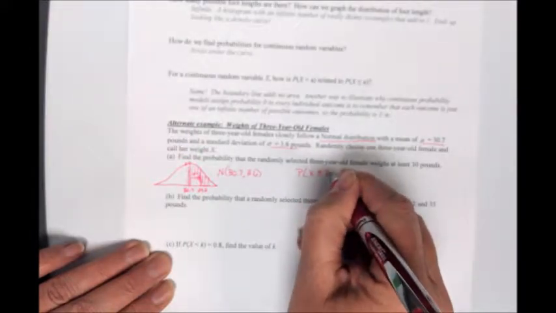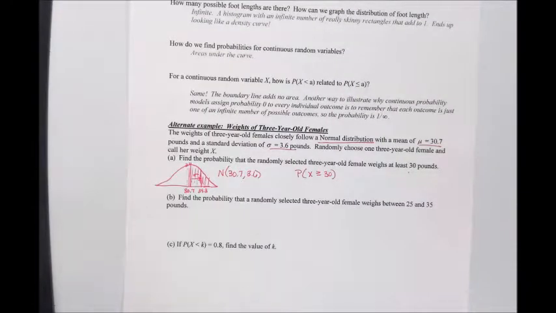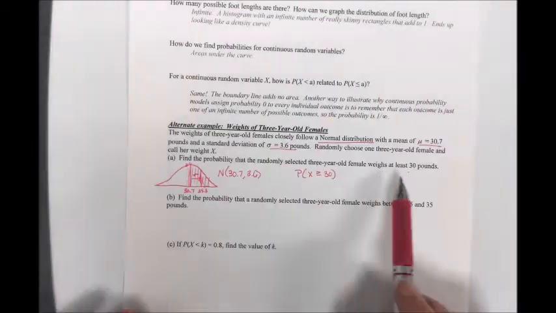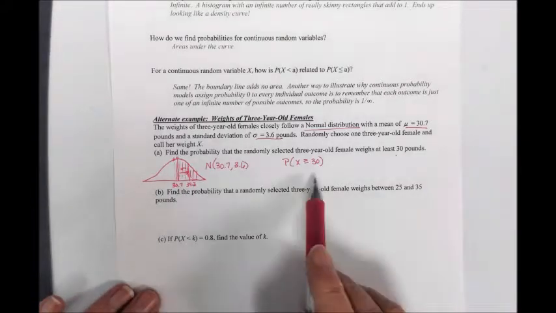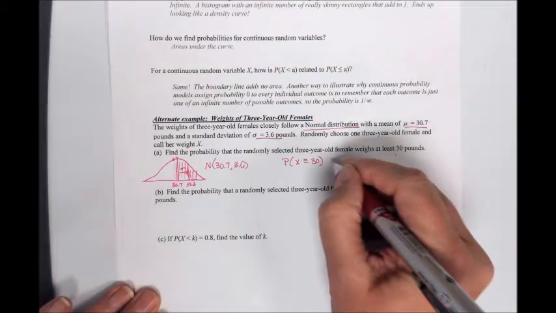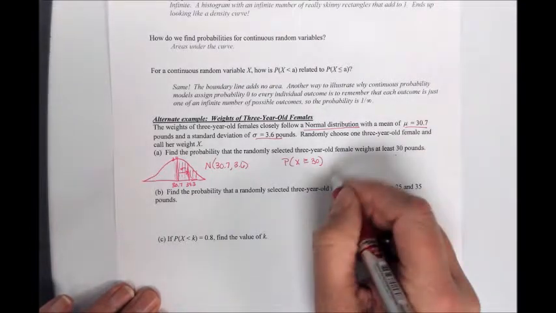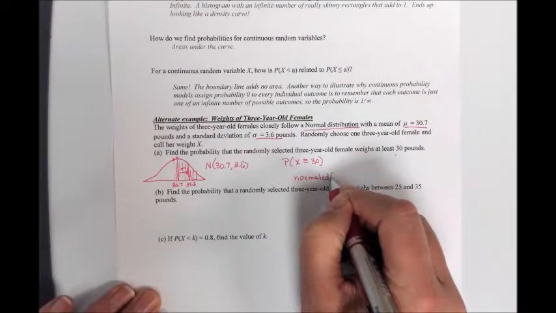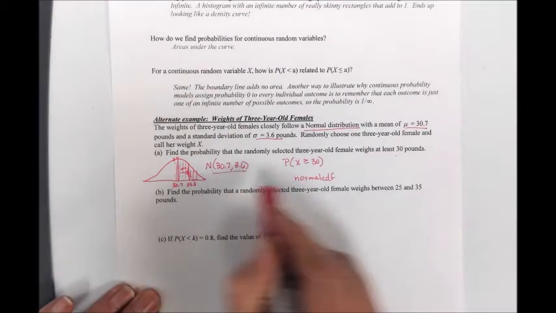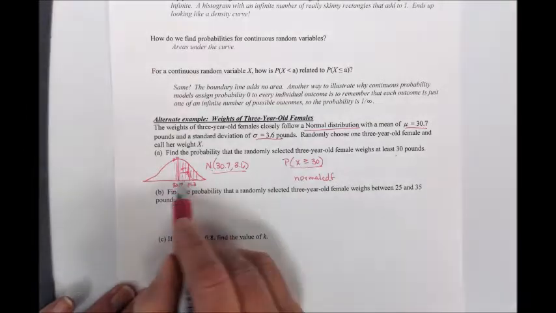So again, it doesn't matter. She's at least 30 pounds. She weighs 30 pounds or more. And if I do this on the calculator, again, you wouldn't write this on the AP exam because they don't care about this. They care about this, showing direction. They care about the shading.